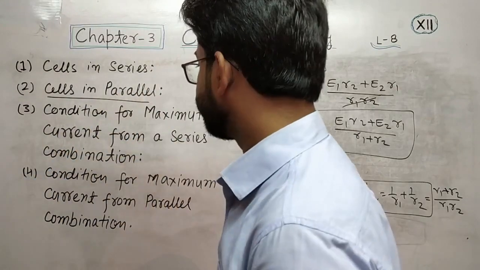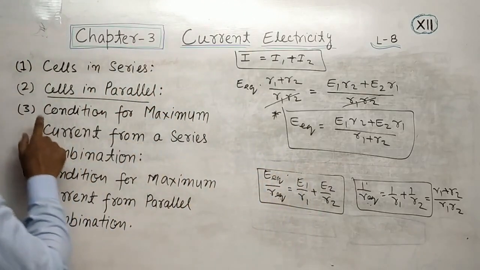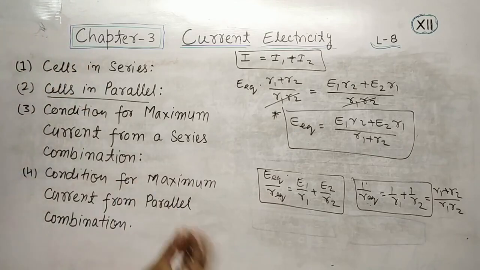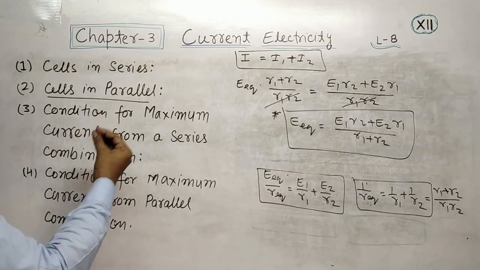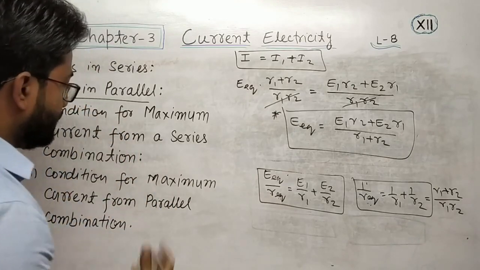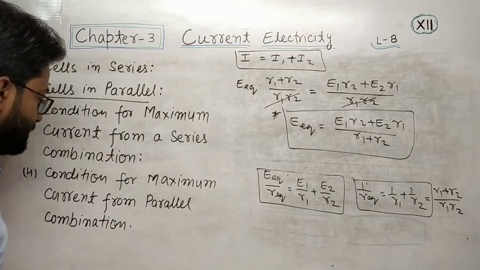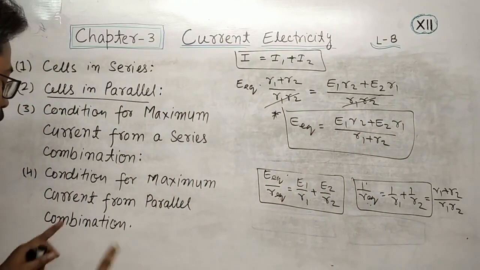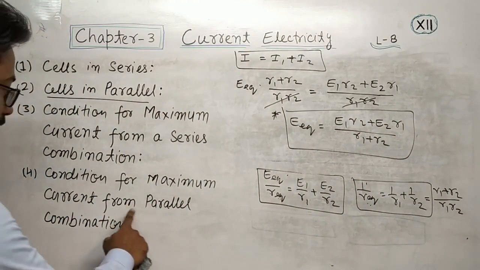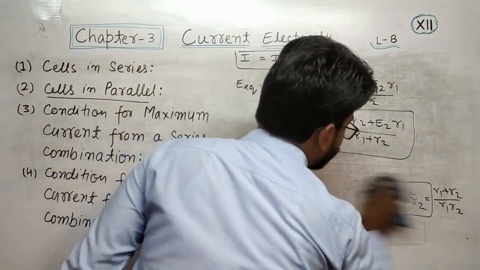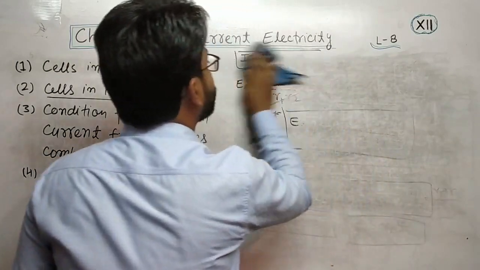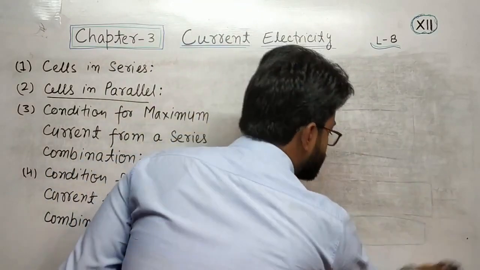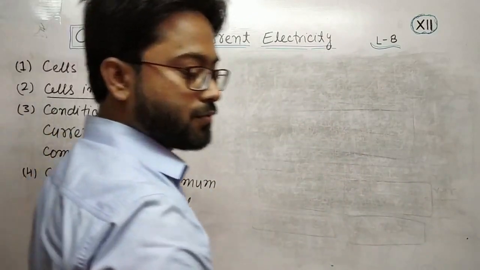Next point, that is the condition for maximum current from a series combination. When the two cells are connected in series, then what will be the maximum current? And the next point is the maximum current when the cells are connected in parallel. First we take when the cells are connected in series.